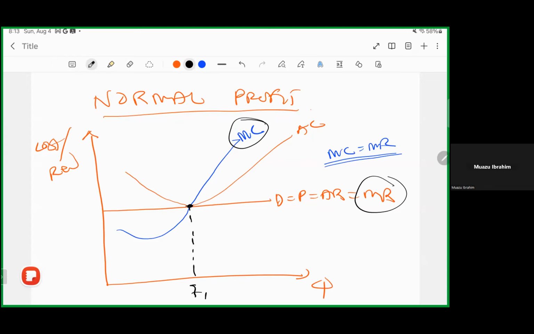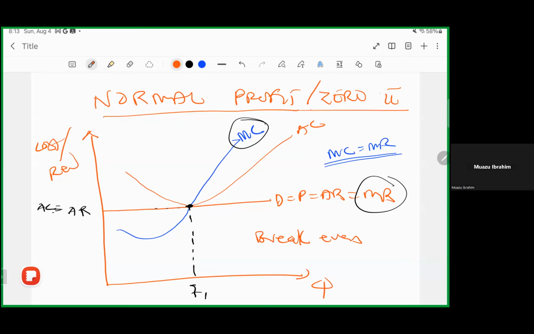And what is the average revenue? The revenue is this side. Average revenue. And what is the average cost? It's also the same. So you realize that the average cost is the same thing as what? Average revenue. And in this case, we say firms make zero profit or they break even.